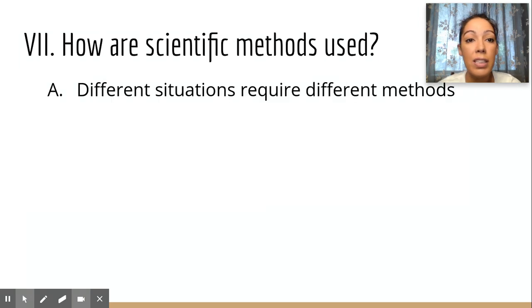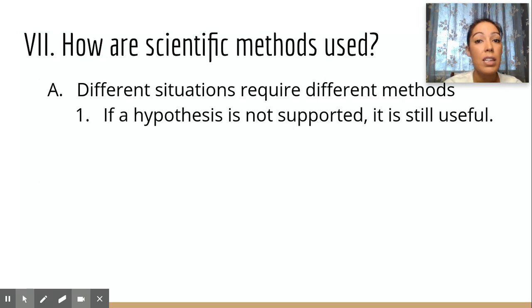Scientific methods are used in different ways because different situations require different methods. If you go through your whole test and you decide that your hypothesis was totally wrong and your data did not support it, that doesn't mean your experiment failed. That just means that you learned something. Even if your hypothesis isn't supported, it's still useful.